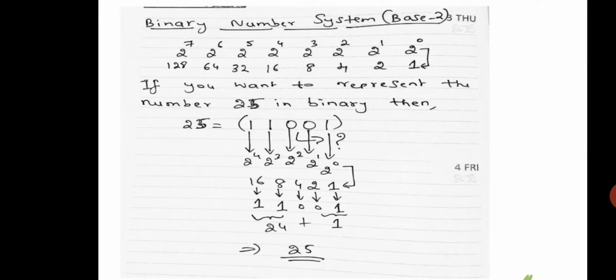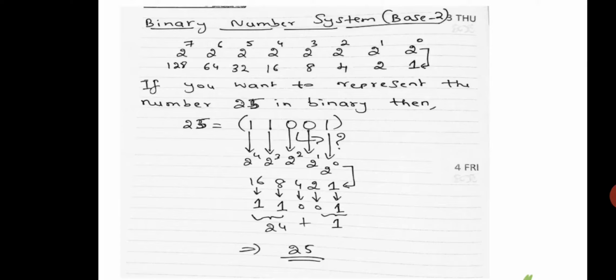Okay, let me give one more example over here. If you want to represent the number 25 in binary, how do you represent 25? I have directly represented it as 11001. How did I get 11001? To represent 25, what numbers do you require? Go to the first line, 2 to the power 7, 2 to the power 6, and just observe the line below. 2 to the power 4 is 16. Can you see? 2 to the power 3 is 8. So you require those two, isn't it?